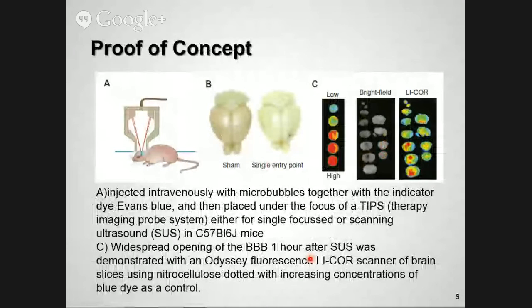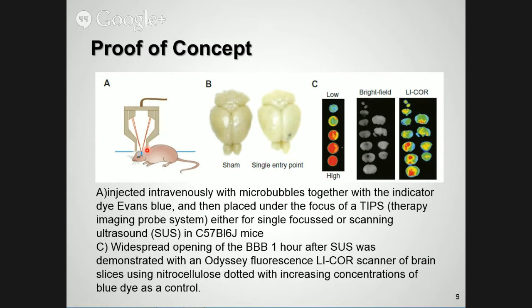So one of the first things that these authors decided to do was a proof of concept. Can they actually show and demonstrate that using just microbubbles, polymer shells and lipids filled with an inert gas, injected into an area of the brain, and then using this device known as TIPS, or Therapy Imaging Probe System, they could either do focused ultrasound on the visual cortex, just like in that previous paper I showed you, or run it across a big area of the brain?